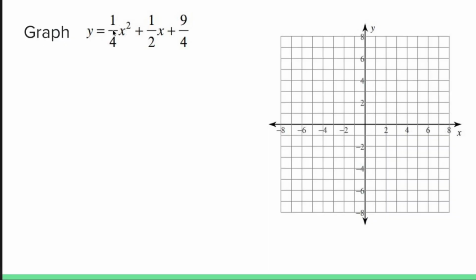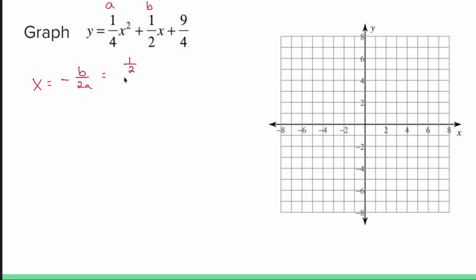Graph y equals 1/4 x squared plus 1/2 x plus 9/4. You know, there's multiple ways to do a problem like this, but what I like to do is find the vertex and then go from there. So if I find the vertex, you say x equals negative b over 2a. You label the number in front of x squared a, you label the number in front of x b, and you do a little bit of math, which is not going to be so pleasant here.